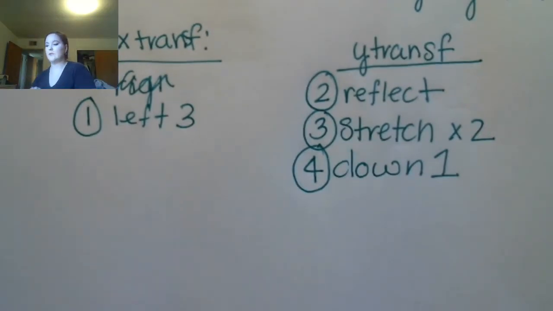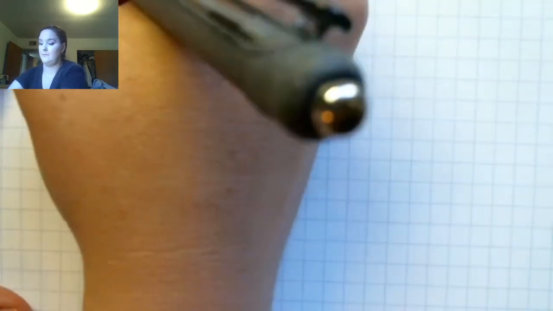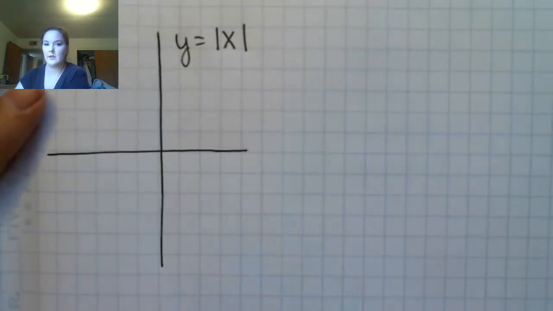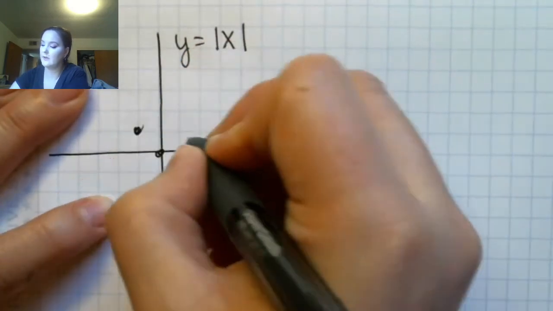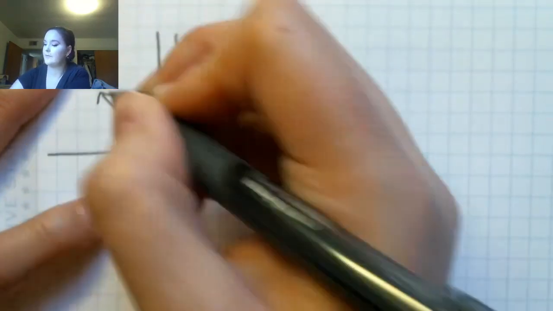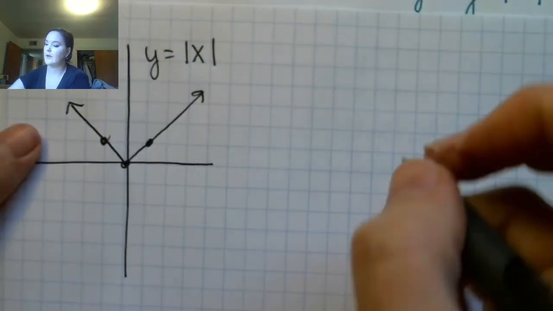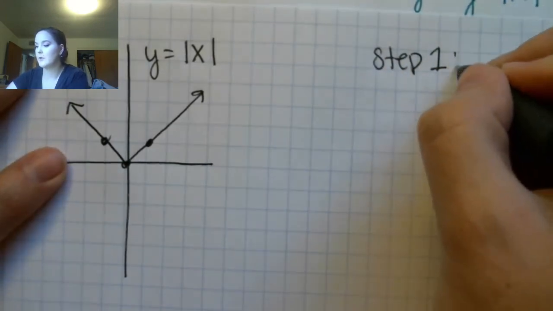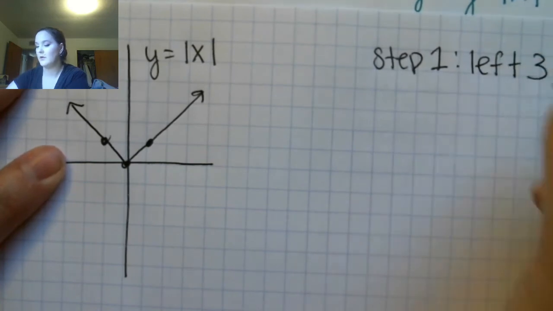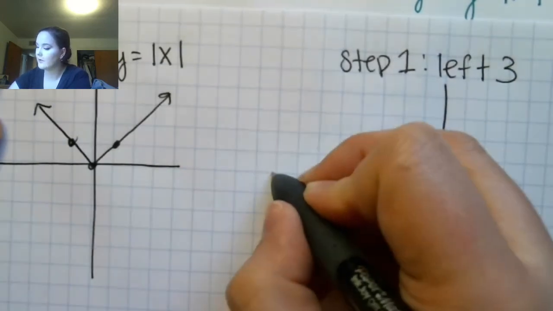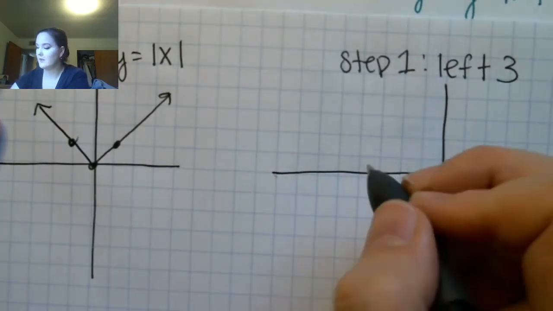So let's look at our base graph, y equals absolute value x. And our key points were here, here, and here, and we have this V-shaped graph. All right, so let's look at our first transformation, which we said was left 3. So I'm going to take the graph that I have here. I'm going to move everything left 3. Oops, that's not a very flat line.